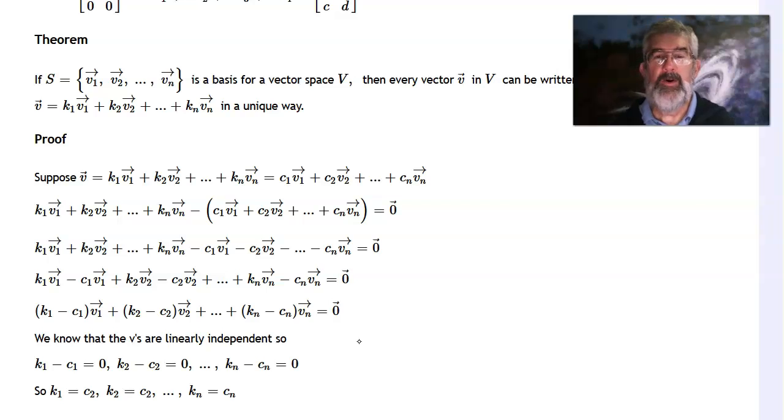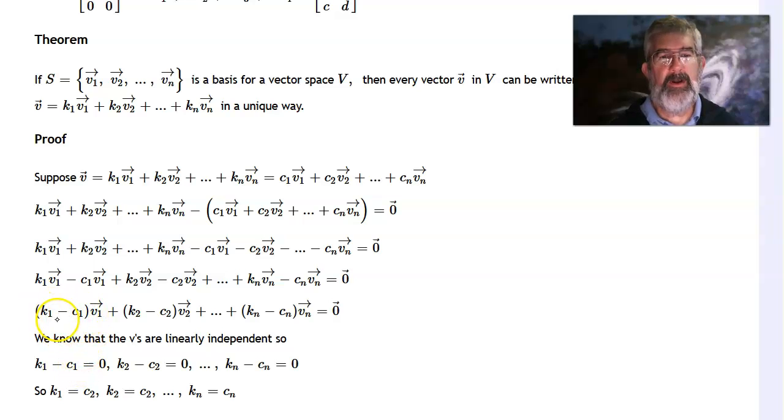But now I know that the V's are a basis. And if they're a basis, they have 2 properties. They span and they're linearly independent. In particular here, they're linearly independent. So if they're linearly independent, any linear combination that adds up to the 0 vector must be the trivial combination. It must be 0 times V1 plus 0 times V2 all the way up to 0 times Vn. That's the only way to do it, adding up to 0. So look at what happens now.